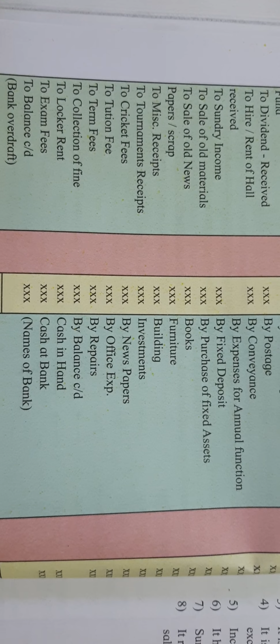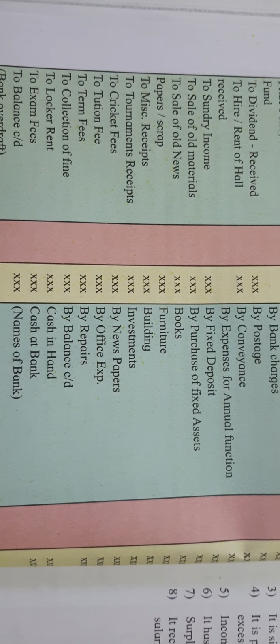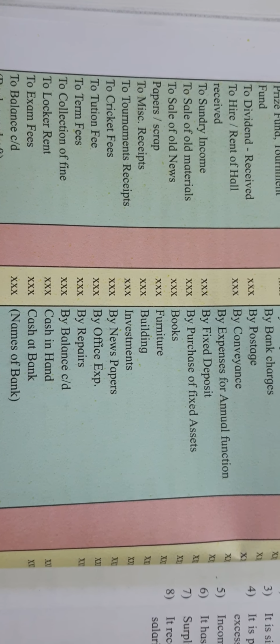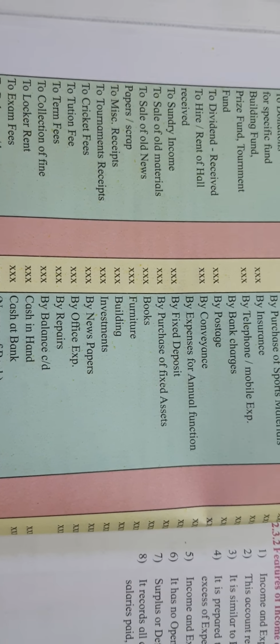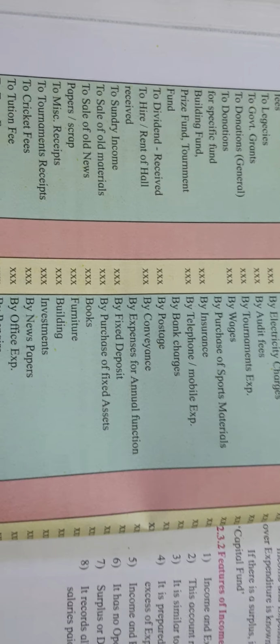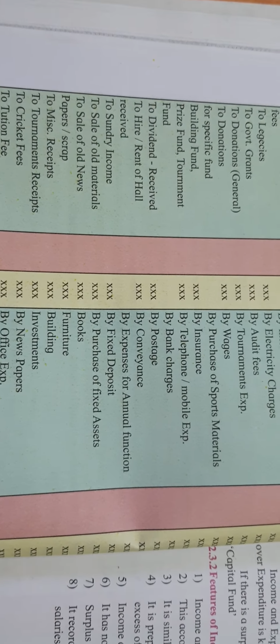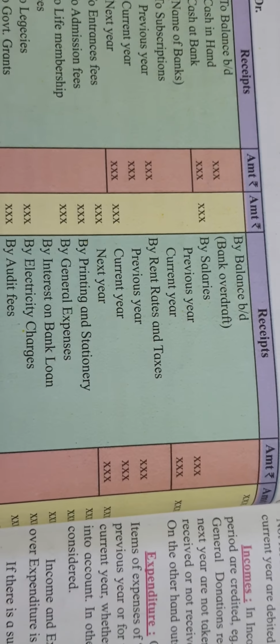Then balance carried down, bank overdraft. As we already know, if there is a bank overdraft, it means we do not have the money, but the bank has provided the money to us, right? So this whole is the income. These all are the receipts for the NPO. Now students, let us move on to the payment side.